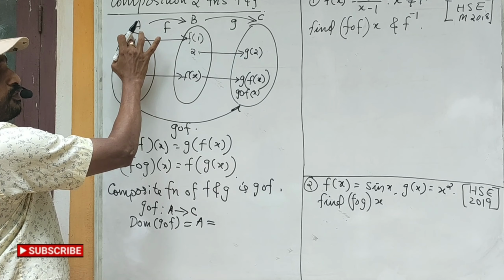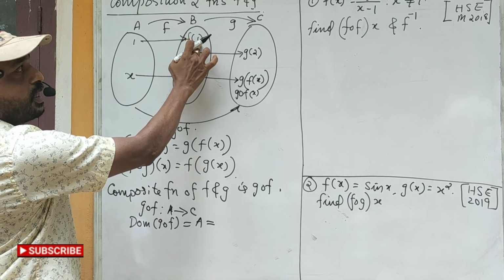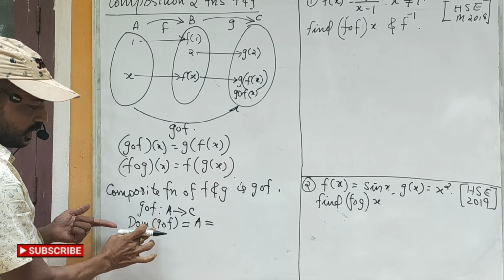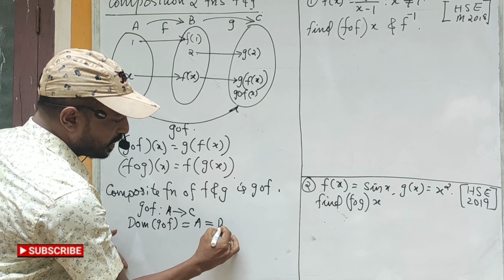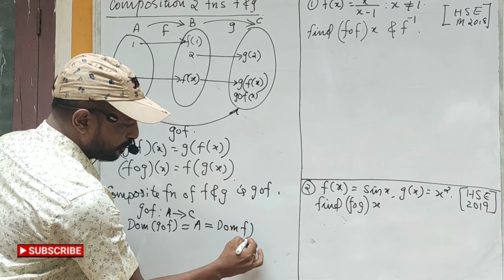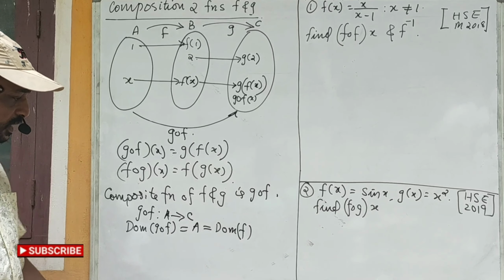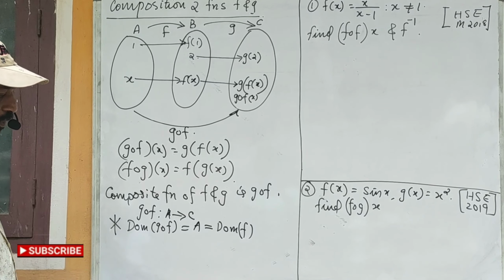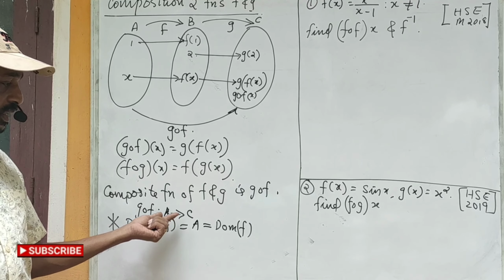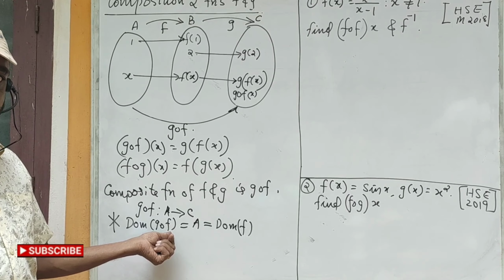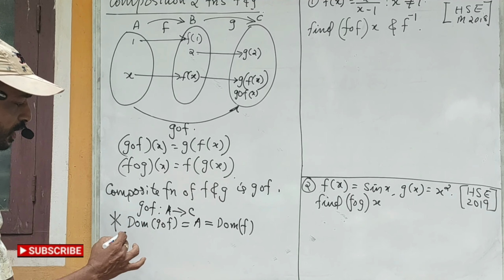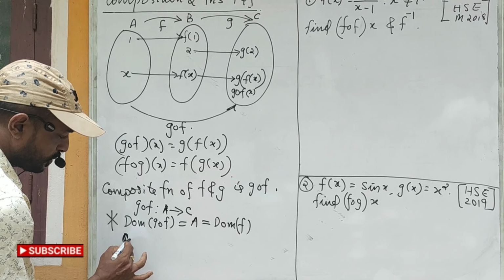So what is the domain of f? It is A. What is the codomain of f? It is B. So the domain of g composition f is equal to A, and that is equal to the domain of f. You must understand this also. Domain of g composition f is equal to the domain of the second function f.